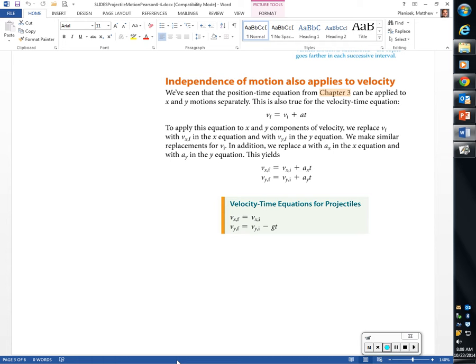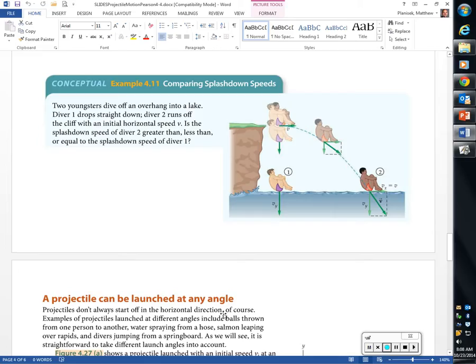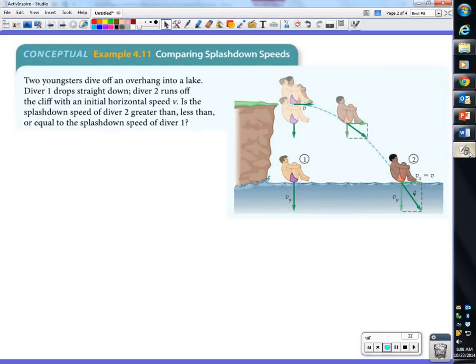That being said, if we fast forward to conceptual example 4.11, which is at the bottom of page 4 of your packet, it says, two youngsters dive off of an overhang into a lake. Dangerous. There could be rocks and stuff underneath. This is a public service announcement. I'm not encouraging any of you to do this at home, even in the name of physics.